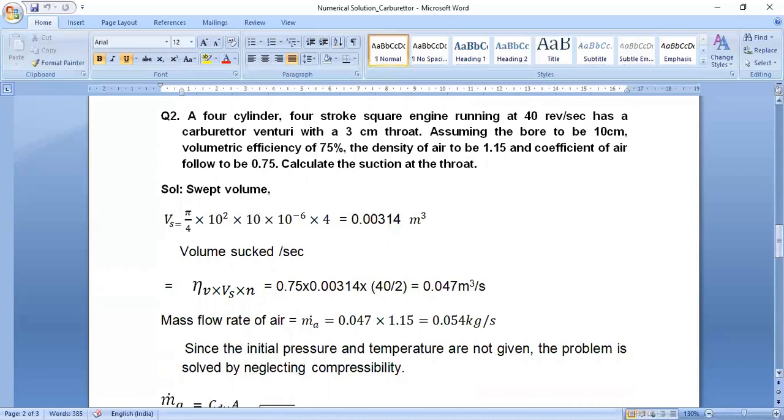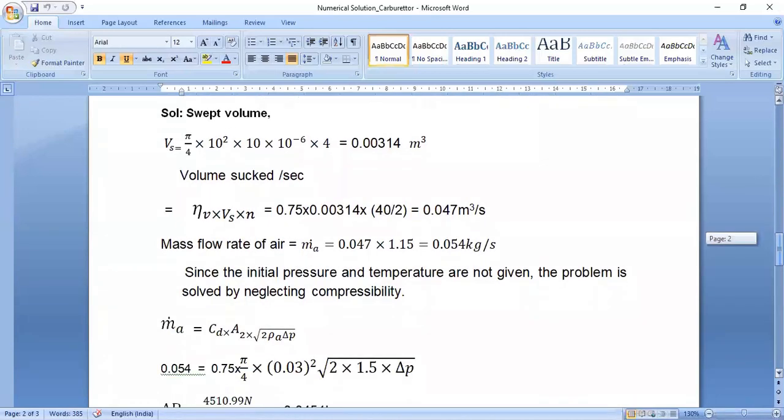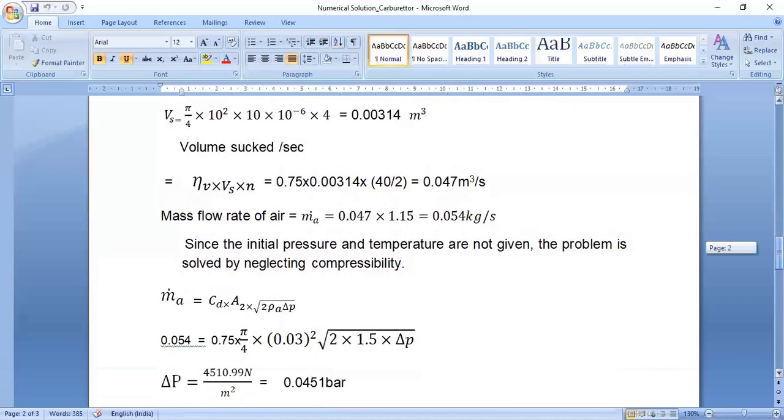So this is another type of numerical in which the throat diameter is given. So here we have to calculate the suction at the throat. Now for this, let us first calculate the shaft volume. Vs equal to pi by 4 d square into L. Shaft volume can be obtained with this. Since the diameter and length of a stroke is known, so we can get Vs. Volume shaft per second is equal to eta V Vs into N. So it is coming 0.047 meter cubed per second.